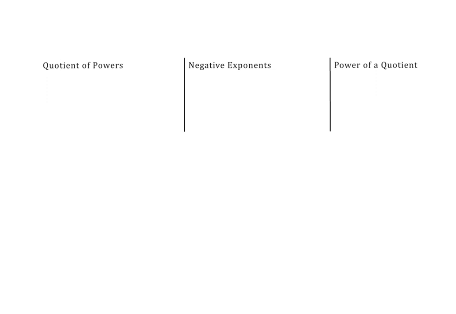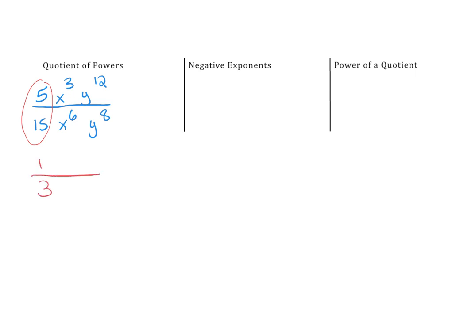So starting out, a quotient of powers. Here's an example. So I will have just a fraction, 5x to the third, y to the 12th, over 15, x to the 6th, and y to the 8th. So 5 over 15, that simplifies to just 1/3. And then if I look at my x's, this is where you can match up and cross off. So there would be 3 left over, and they'd be left over in the denominator. And then the y's, if you matched up and cross off, there would be 4 left over in the numerator.